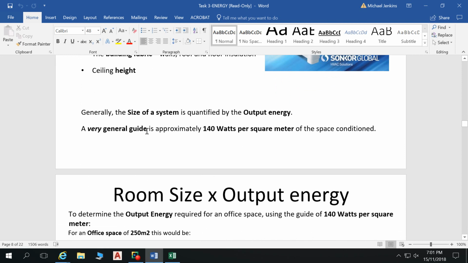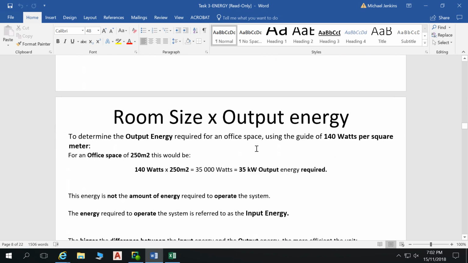A very general guide is approximately 140 watts per square metre for the conditioned space. So we look at our 250 square metre classroom. We're going to have 140 watts per square metre. So 250 by 140 equals 35,000 watts. So 35 kilowatts to air condition a 250 square metre space. Well, now actually we'll wind that back a bit.